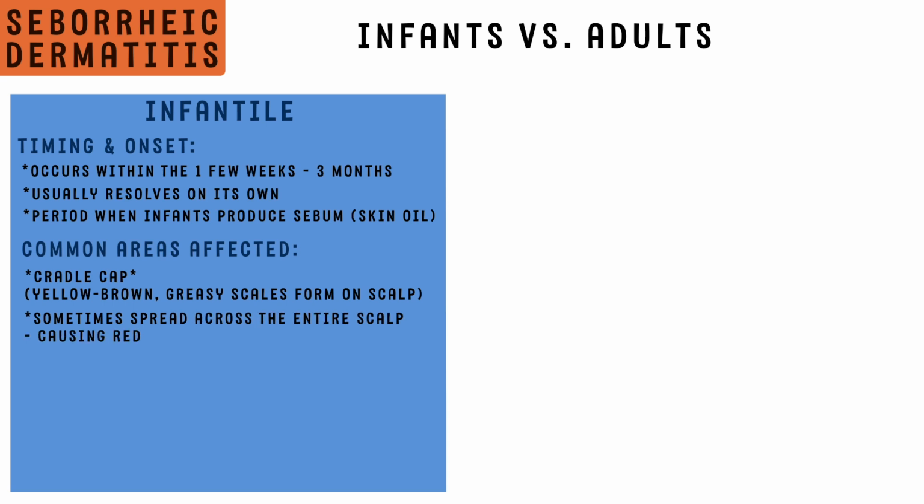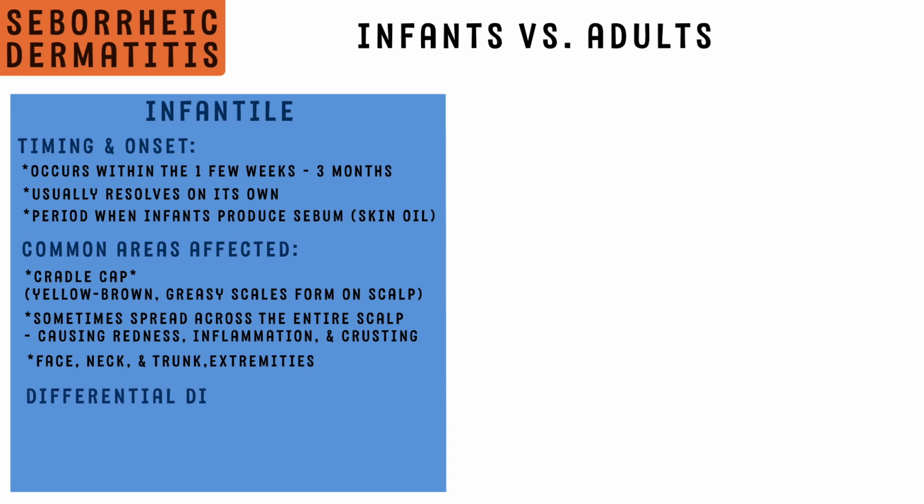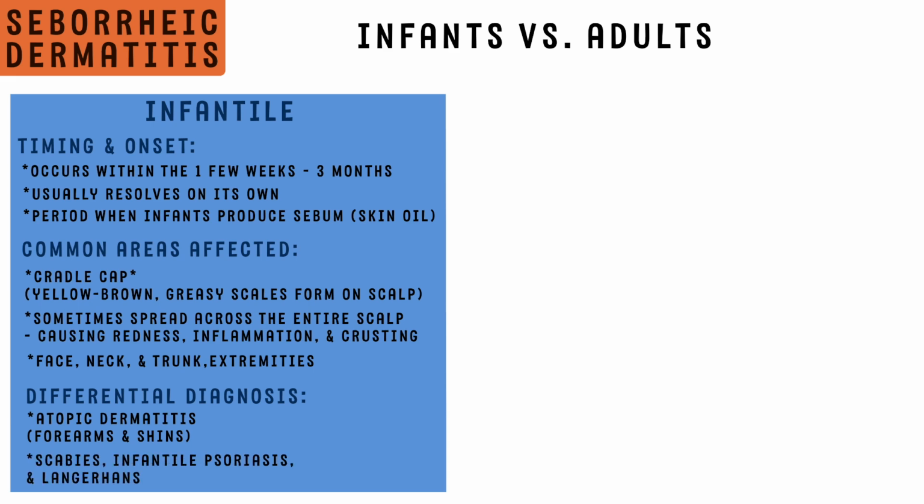These can sometimes spread across the entire scalp, causing redness, inflammation, and crusting. Lesions may also appear on the face, neck, and other parts of the body, including the trunk and extremities. In infants with widespread seborrheic dermatitis, it is important to consider other conditions like atopic dermatitis, which tends to affect different areas, for example forearms and shins, while sparing the axilla. Other conditions to consider include scabies, infantile psoriasis, and Langerhans cell histiocytosis, which may require further testing or biopsies for accurate diagnosis.